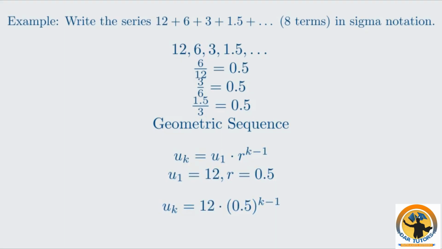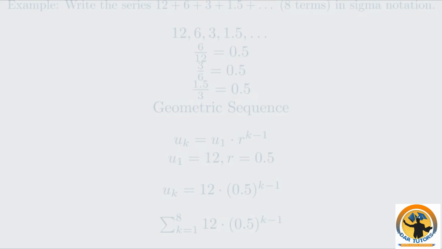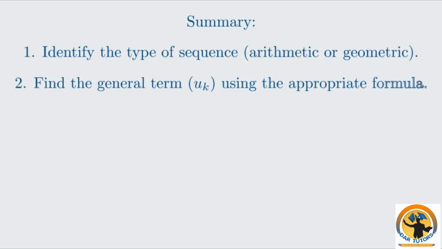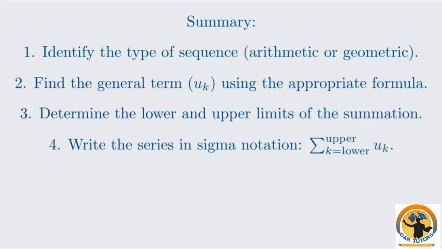Finally, we assemble our sigma notation. The general term is 12 times 0.5 to the k minus 1. The lower limit is k equals 1, and the upper limit is 8. So the series can be written as the sum from k equals 1 to 8 of 12 times 0.5 to the power of k minus 1. To summarize, to write a series in sigma notation, first identify the type of sequence to find the general term, then determine the lower and upper limits of the summation.